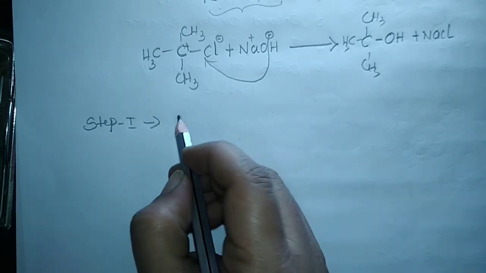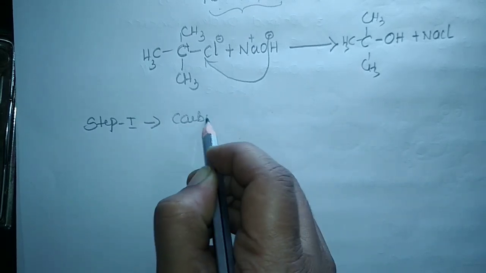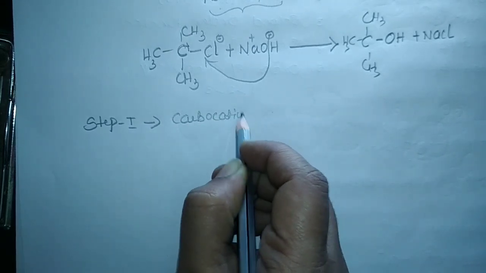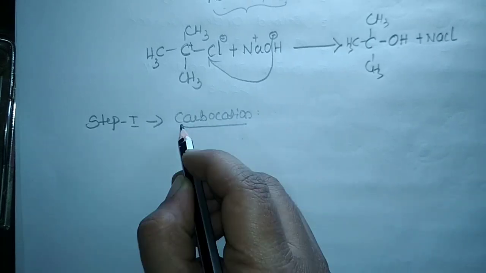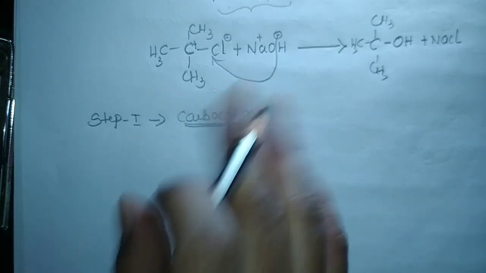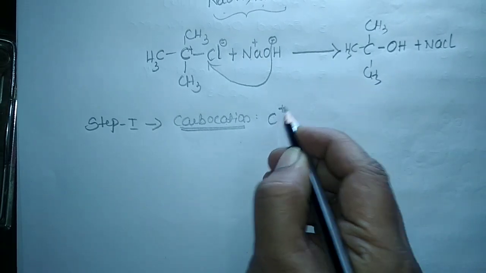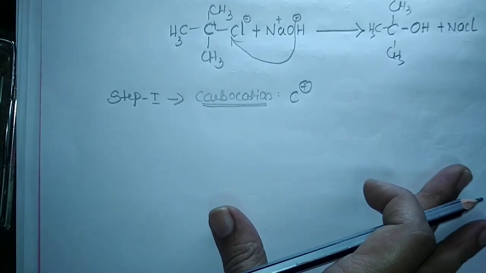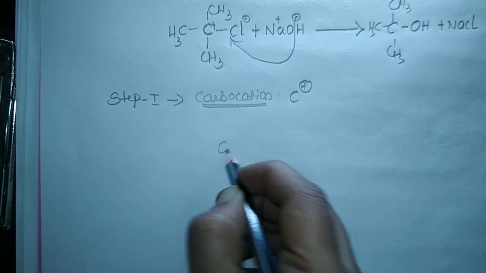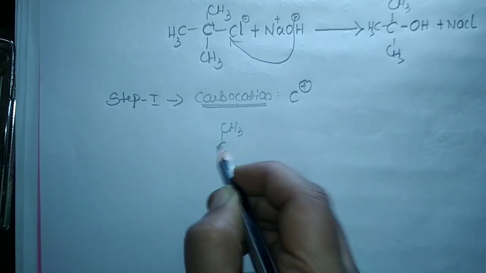The first step is the formation of a carbocation. Okay, here carbocation will be formed. That is the first step. What do you mean by carbocation? Carbon with a positive charge. How exactly does it take place? See, here we have tertiary butyl chloride.